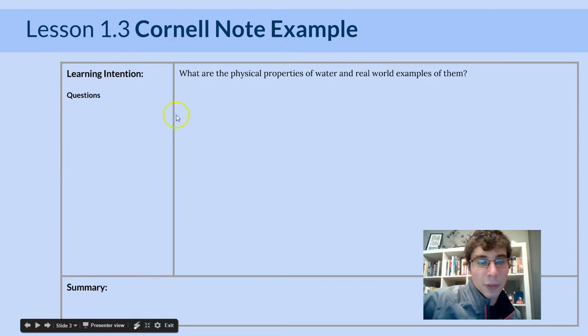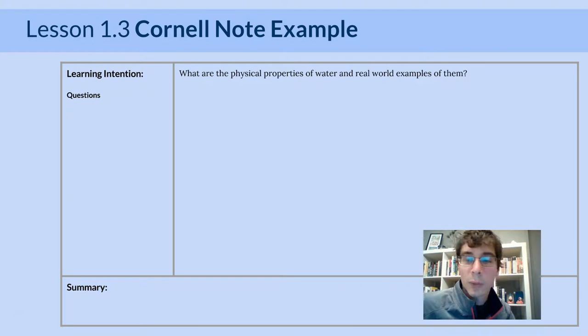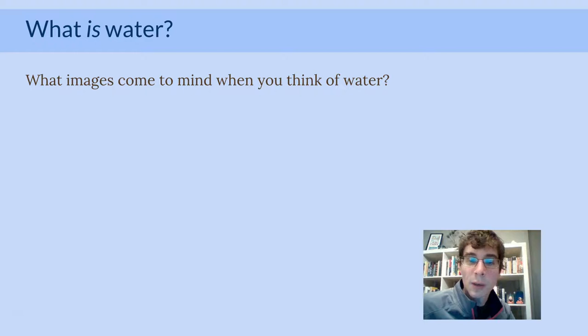So this should be about a third of your page or less, and then 2/3 or a little more on this side. And you're going to leave room at the bottom today for a summary, which we'll do at the end of class. Okay, so what are the physical properties of water and some real-world examples of them? Well, before we get to that, we're going to ask this question. What images come to mind when you think of water?